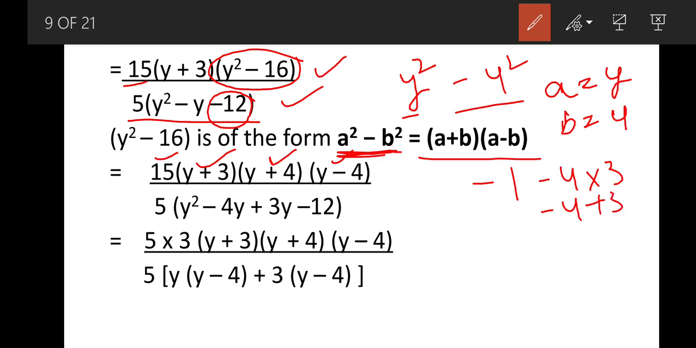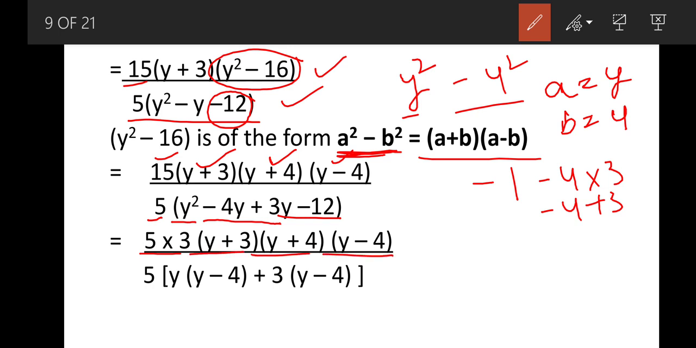So we have done it like this: 5 bracket y² minus 4y plus 3y minus 12. This is what I have used, splitting the middle term. Now I am doing the factors: 15, that is 5 into 3, (y plus 3), (y plus 4), (y minus 4). This is what I have already solved.